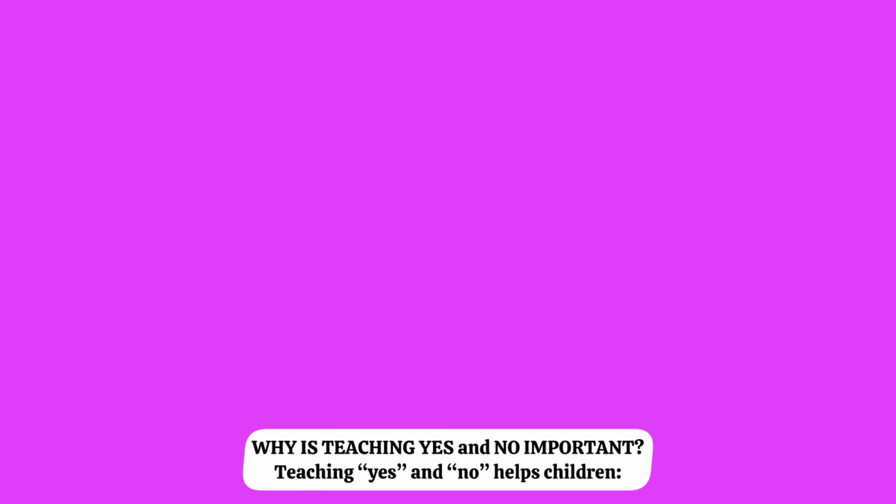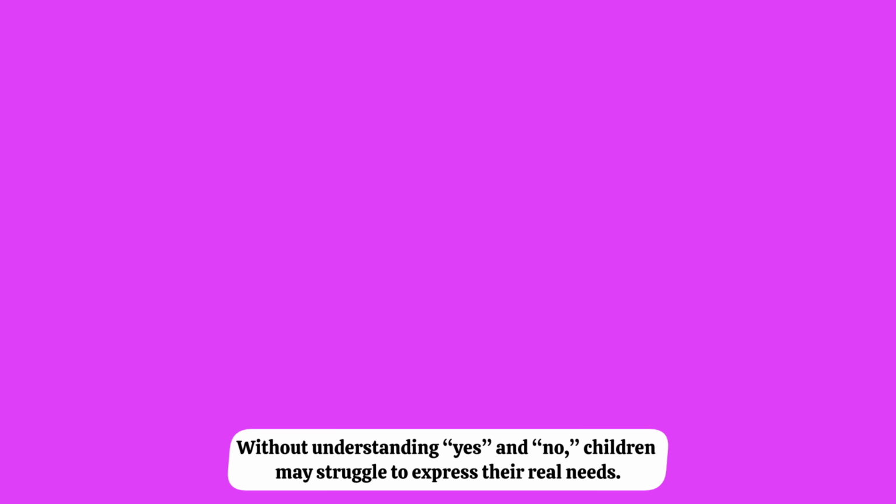Why is teaching yes and no important? Teaching yes and no helps children make choices, refuse unwanted items, stay safe, answer questions accurately, reduce frustration, improve communication, and increase independence. Without understanding yes and no, children may struggle to express their real needs.